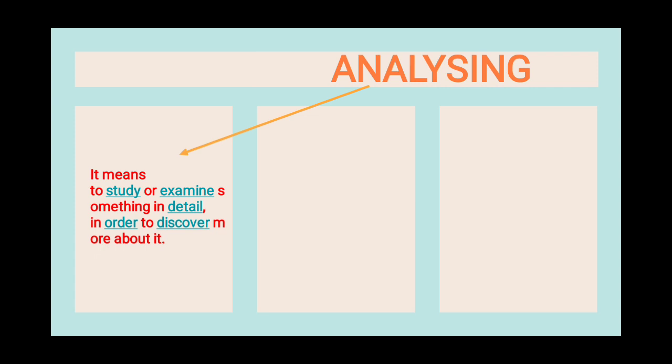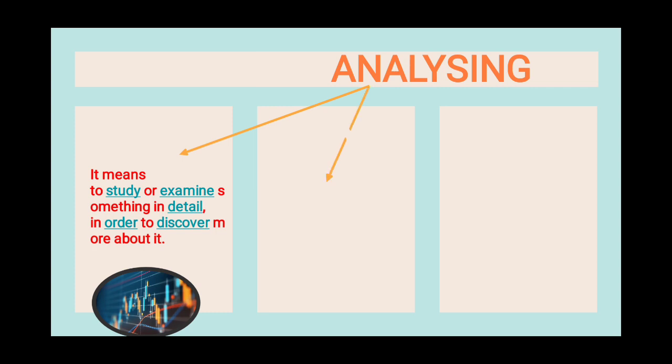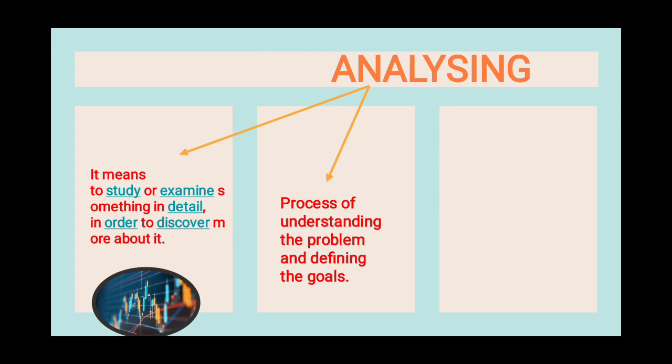First is analyzing. Students, analyzing means to study or examine something in detail in order to discover more about it. For example, you want to study something more, or you want to discover something about a particular thing. So, it is known as analyzing. Next is the process of understanding the problem and defining the goals. For example, you want to go to Kashmir. For this, you have analyzed the place. You have complete knowledge why it is so famous and what are the tourist places in Kashmir. So, this is known as analysis or analyzing.